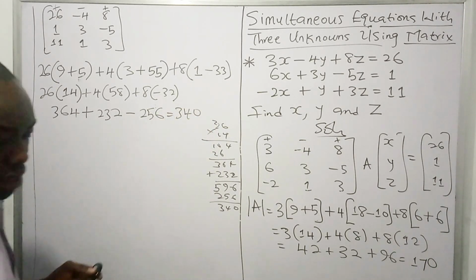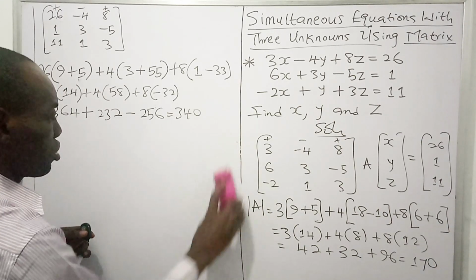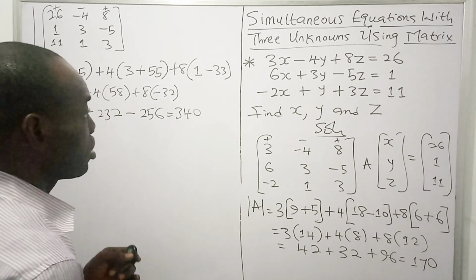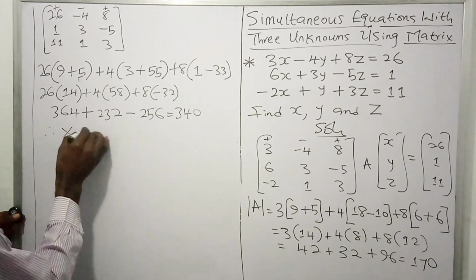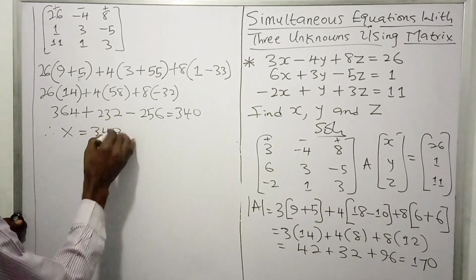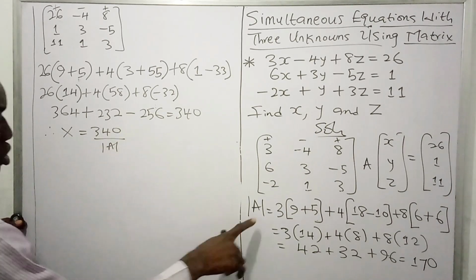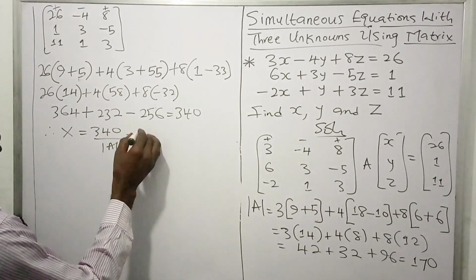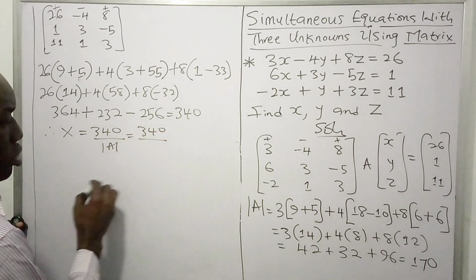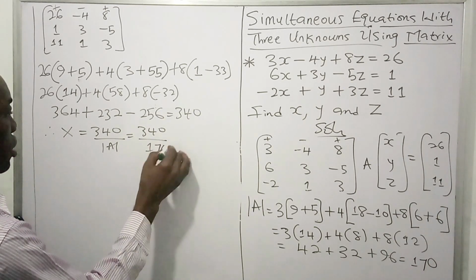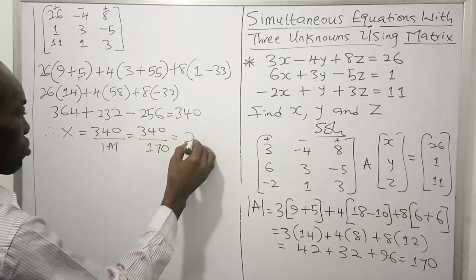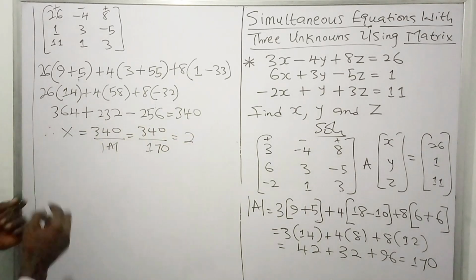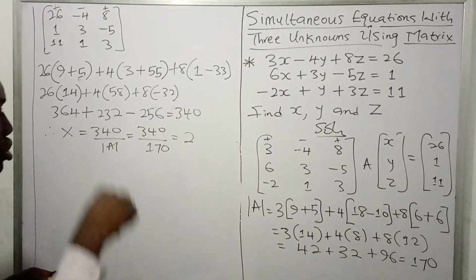Now for us to get the value of the variable x, we divide the 340 by the determinant of A that we just got here. So that will be 340 over 170, and when this cancels out, that will give us 2. So the value of x is 2.